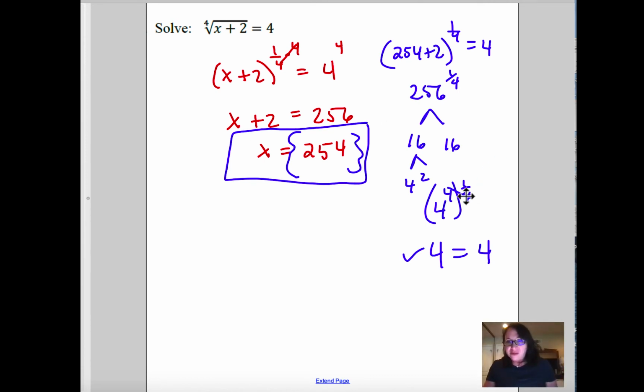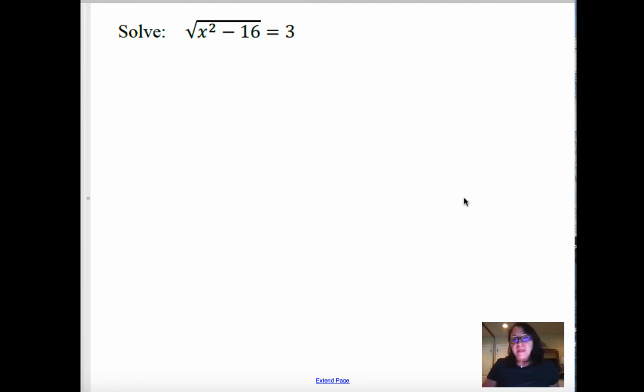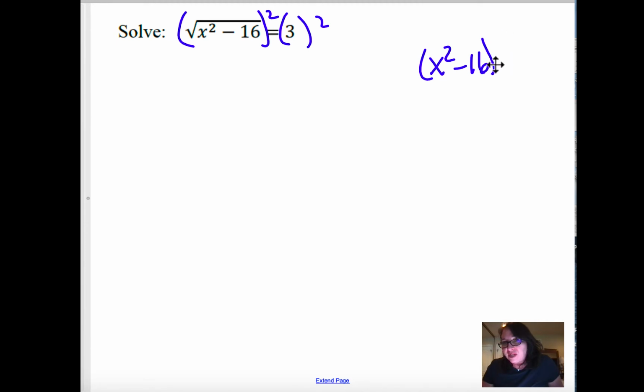So no extraneous solutions here. We just have one value as our answer. For this problem here, in order to get rid of this square root, I am going to square both sides. And again, it's completely fine if you choose to do x squared minus 16 to the 1/2 power equals 3, and then you show me in your work that you are squaring your answer. So I do expect to see this work. So anyway, we get x squared minus 16 is equal to 9.